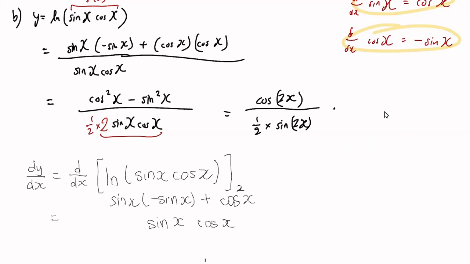Then this is cosine over sine. The half can go up, so it becomes 2 cos 2x over sine 2x, which means cosine over sine is cotangent. If the question ever asks you to show that it is cotangent, then you have to do this. Do a bit of trigo identities.